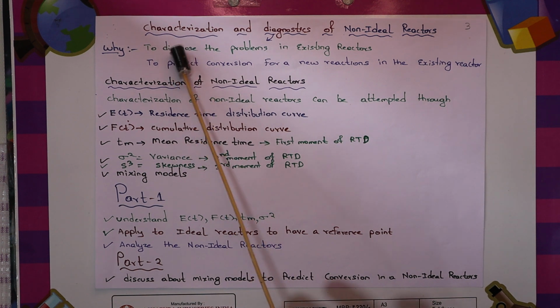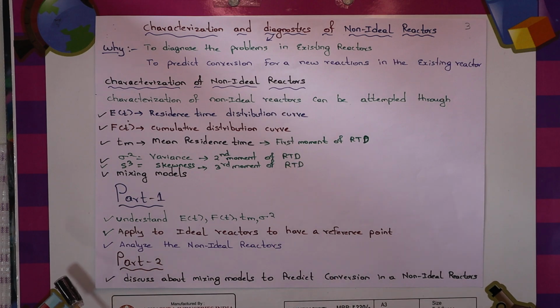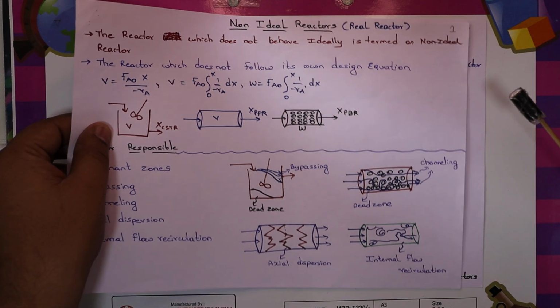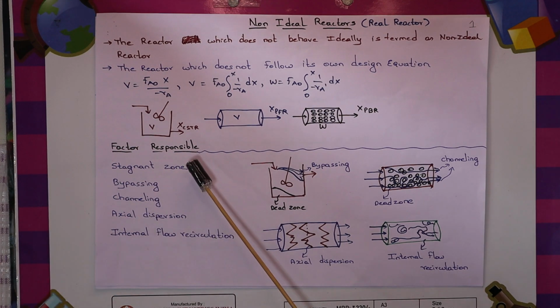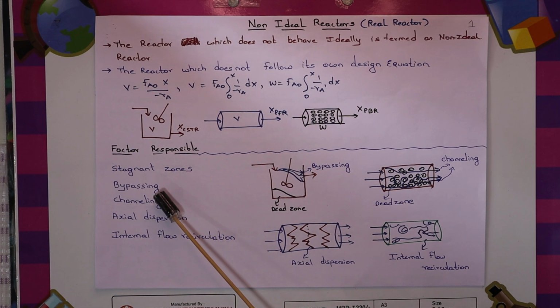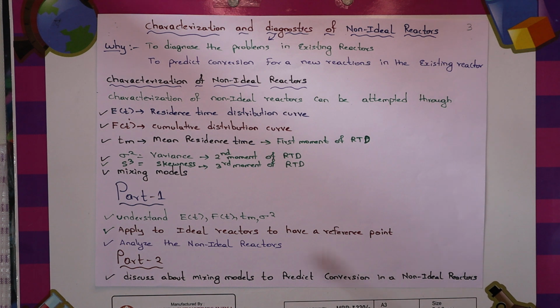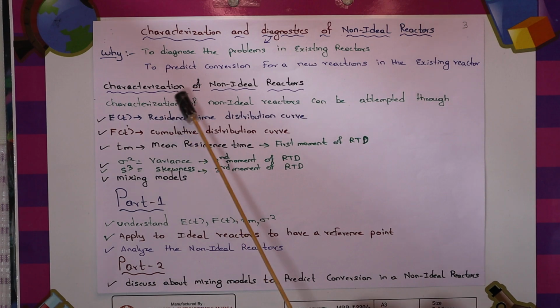So to diagnose the problems in an existing reactor, we have to identify if it is behaving non-ideally and how to identify that particular non-ideality. Examples are the identification of stagnant zones or dead zones, bypassing, channeling, axial dispersion, and internal flow recirculation. Once we identify it, we need to quantify how much of that kind of non-ideality is there. That is called characterization.